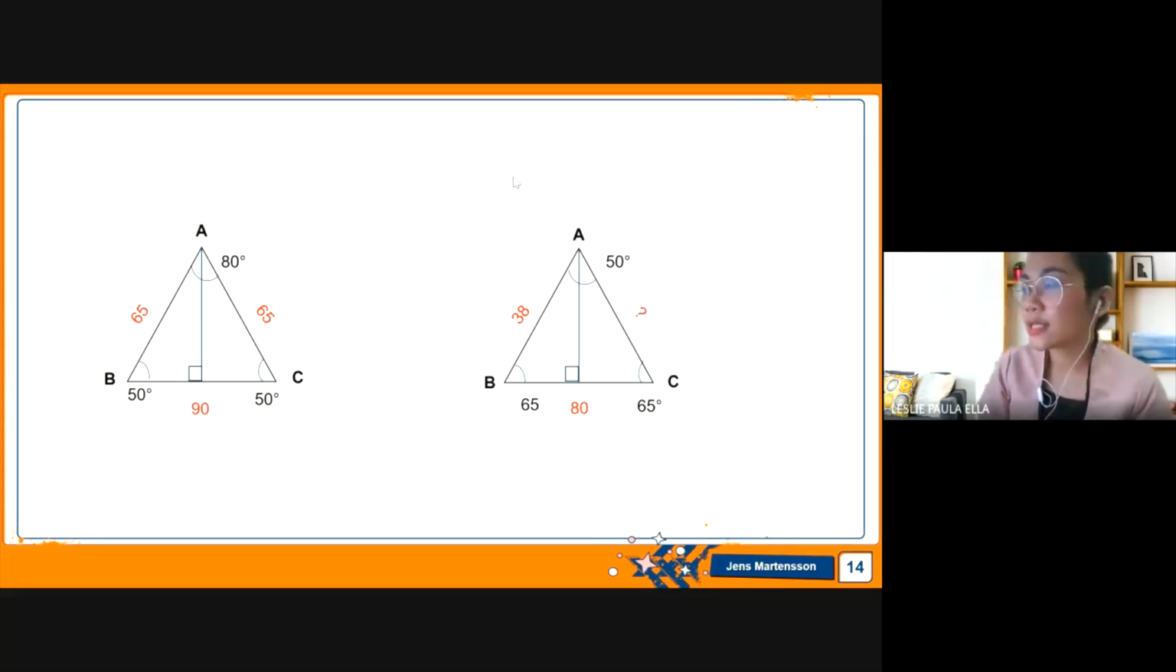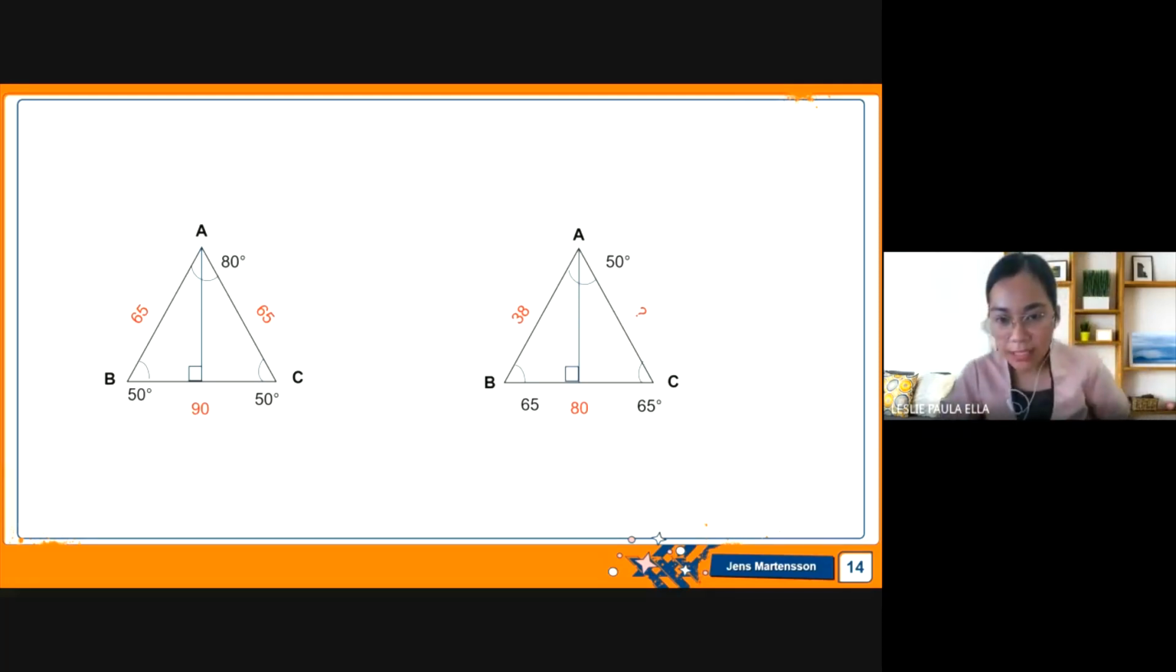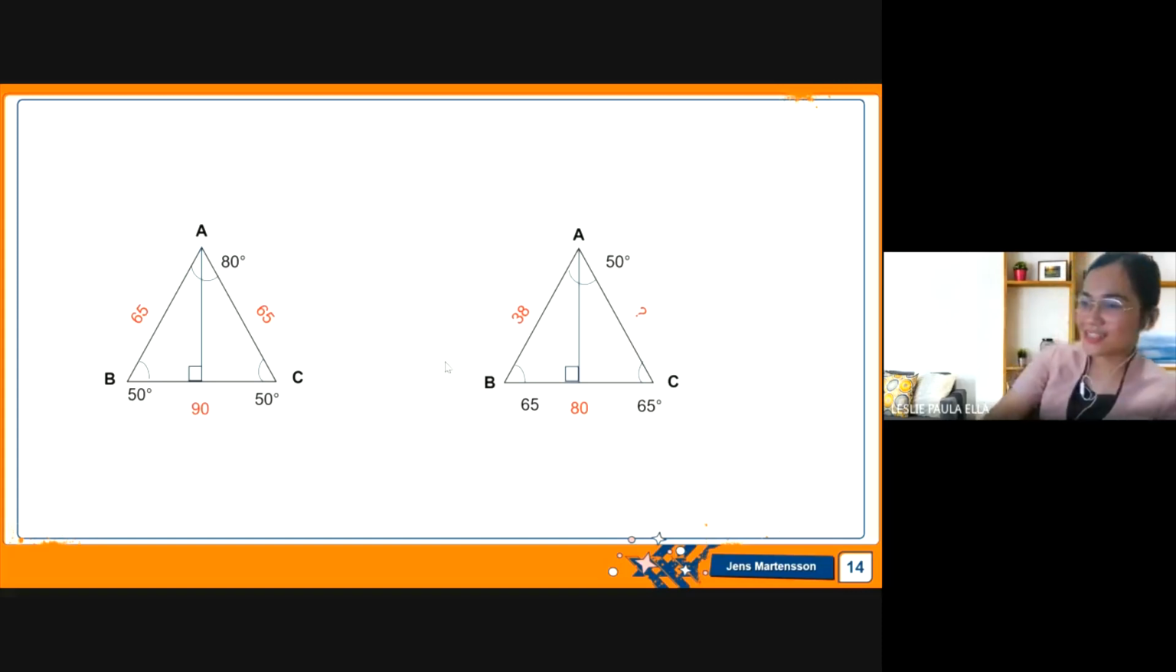How about in this second figure? If line AB is 38 and it is said that it is congruent to line AC, what should be the value of line AC? Type your answer, Maria Cassandra. What is the value of line AC if line AB is 38? Okay, so correct, it is 38 because they are congruent to each other.